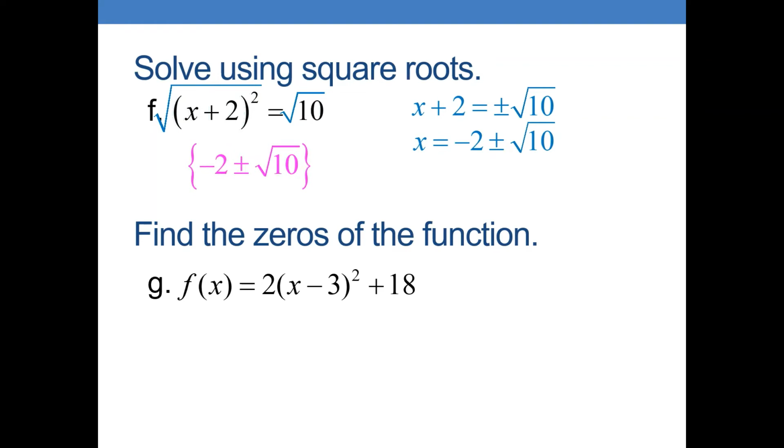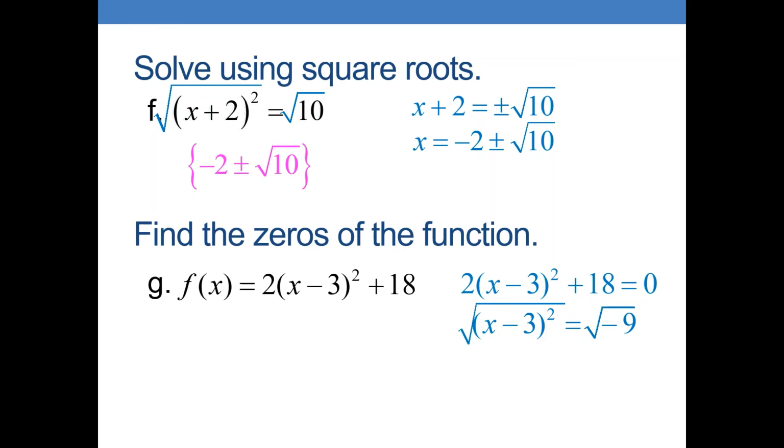For the next one, set the function equal to 0. I'm going to subtract 18 and divide by 2. Take the square root of both sides. That eliminates the exponent on the left, brings in a plus or minus on the right, and the square root of negative 9 is 3i. So this method, you can see, allows us to find complex solutions, imaginary solutions. Finally, add 3 to both sides, and we have our two solutions.